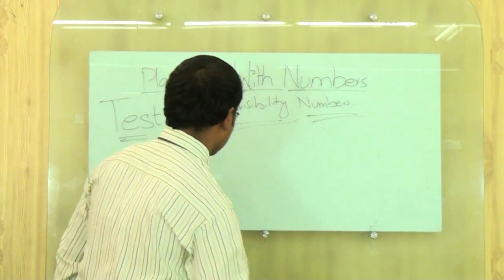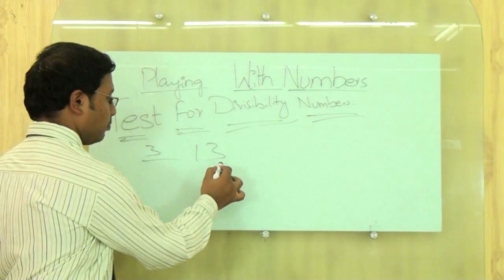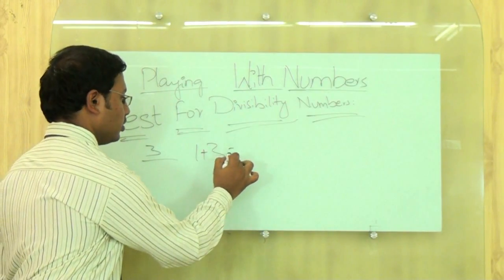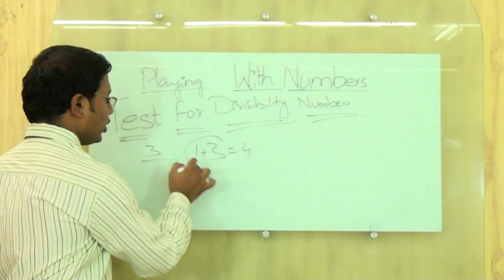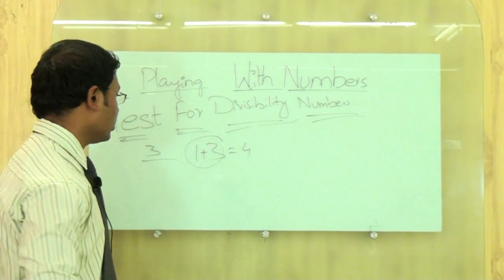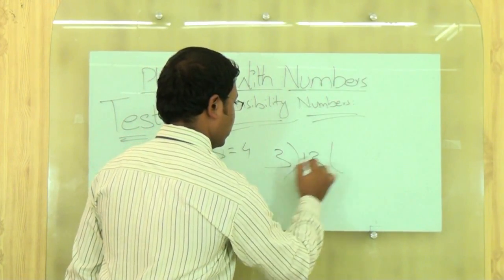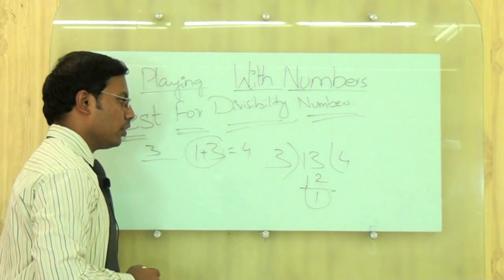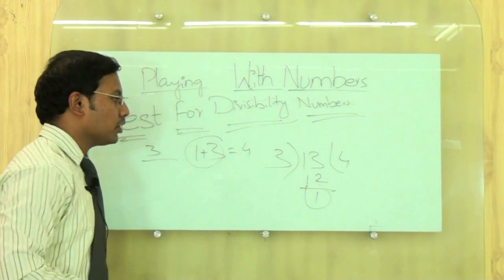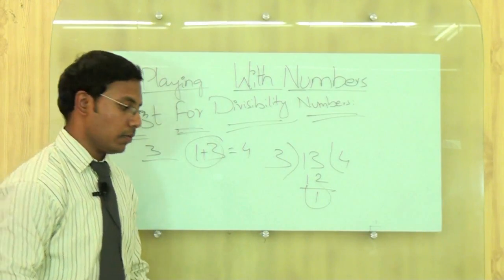If we take the number 13, if we add these two digits, that is units place and tens place, 1 plus 3, the result is 4. 4 is not divisible by 3. So the number 13 is also not divisible by 3. Let us check here. 3 into 13. 3 4s are 12. The remainder is 1. So it is not divisible. Here the number 13 does not satisfy the condition for the divisibility test for 3.